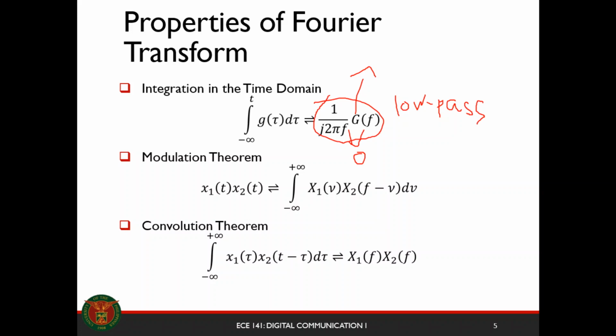The modulation theorem is that when we multiply x1 of t, oh sorry, this is actually the convolution theorem. Okay, so I switched them. So this is the modulation theorem: if you multiply x1 of t and x2 of t, then you convolve in the frequency domain. And by duality, if you multiply in the frequency domain, then you convolve in the time domain.